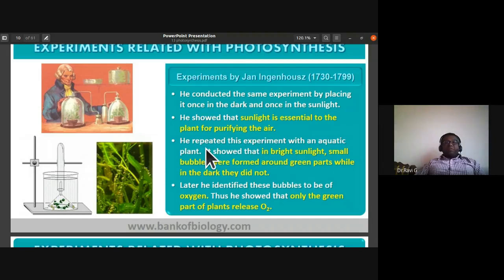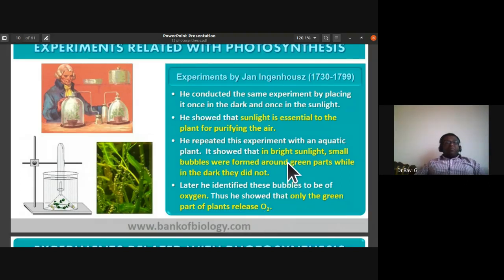He repeated this experiment with an aquatic plant. It showed that in bright sunlight, small bubbles were formed around the green parts, while in the dark, they did not liberate these bubbles. Those bubbles are nothing but oxygen. Later, he identified these bubbles to be oxygen. Thus, he showed that only the green parts of plants release oxygen.